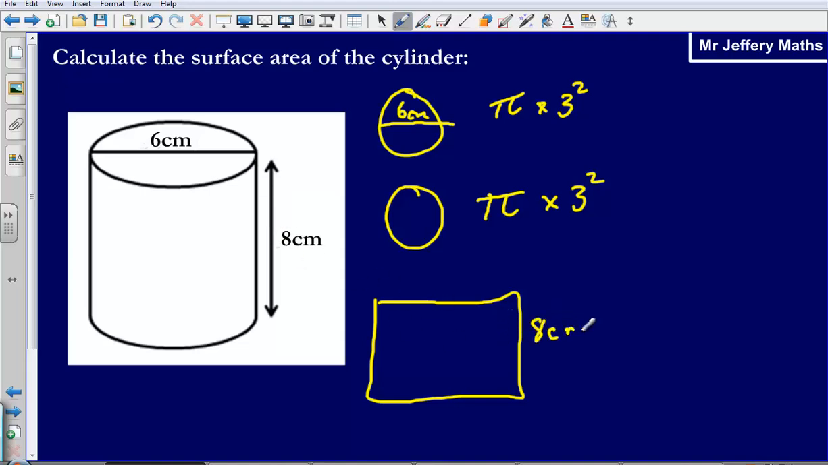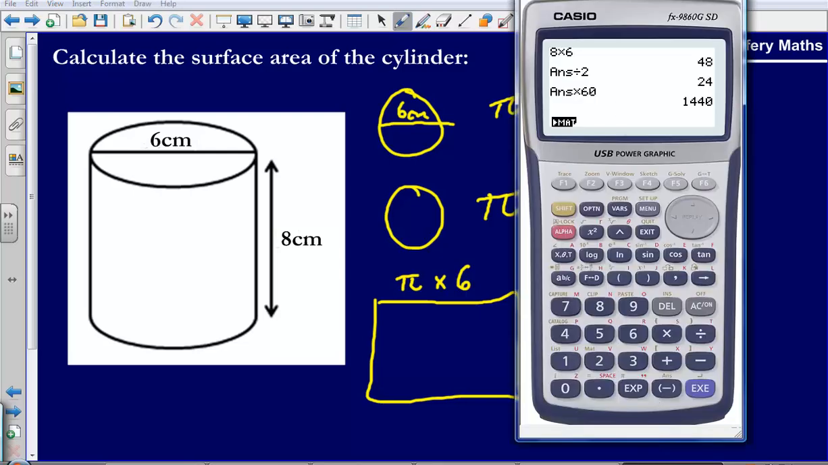there. Then this part here, well, that is simply the bit that wraps itself around the top. So that distance is simply going to be the same as the circumference of the circle that is on top. So that's going to be pi multiplied by the diameter, which is 6, so pi times 6. So the area for this rectangle is going to be pi multiplied by 6 multiplied by 8.